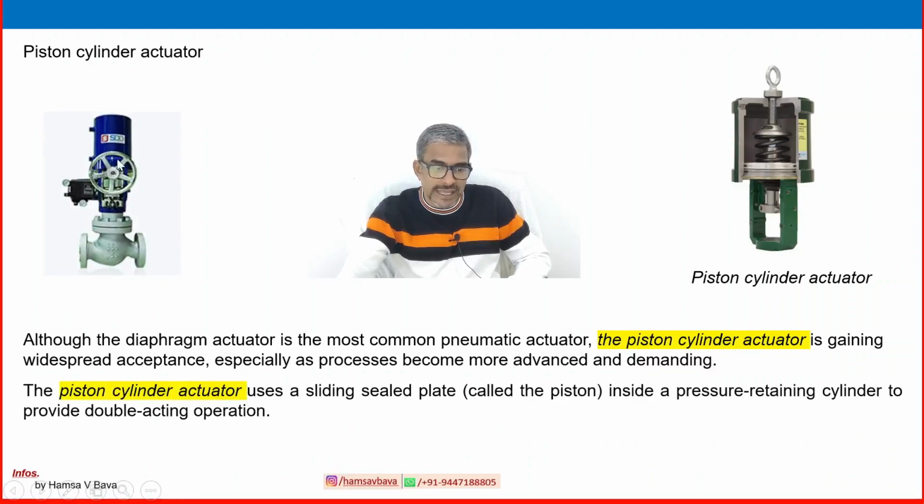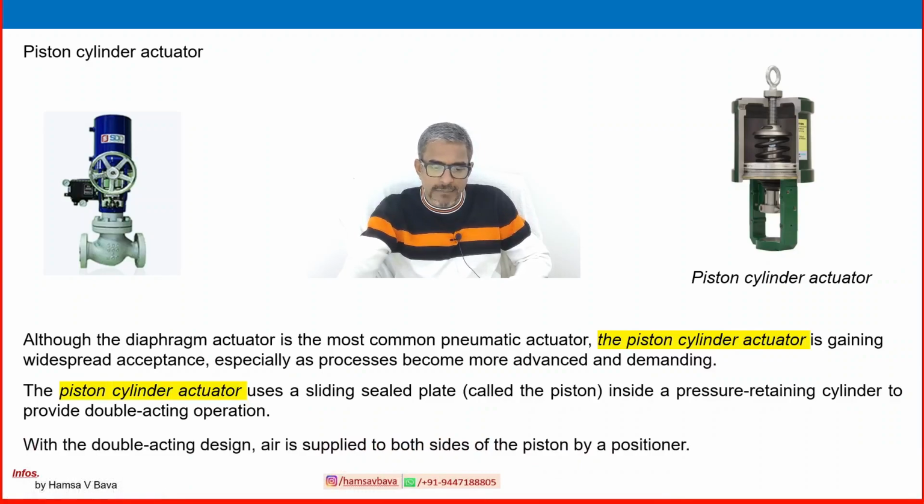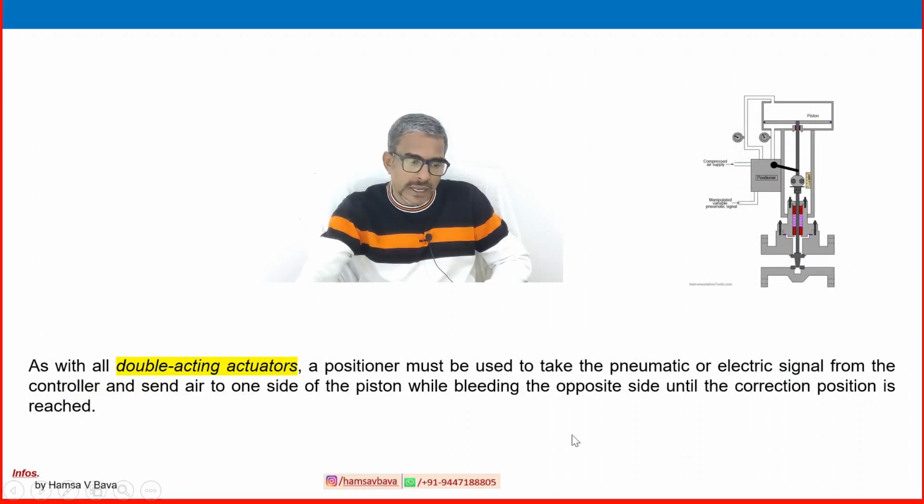The piston cylinder actuator, here it is, uses a sliding sealed plate called a piston. It is here inside a pressure retaining cylinder to provide double acting operation. With a double acting design, air is supplied from both sides of the piston by a positioner. As with all double acting actuators, a positioner must be used here. This is the positioner. We are going to have a detailed session in a coming video about the positioner, so I am not explaining in detail here.